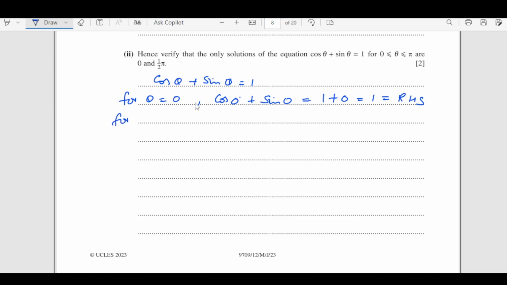Now for theta equals pi by 2, this is half pi. So this is going to be cos pi by 2 plus sin pi by 2. So cos pi by 2 is cos 90, which is 0, and sin 90 is 1. So this is again 1, which is equal to the right hand side. So hence pi over 2 is a solution of this equation.